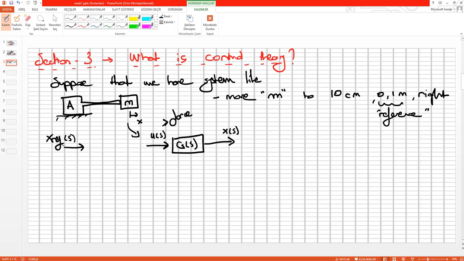Because we know that here. For example, if you are using a user interface, you need to provide this value, and the system must go to this one, right? So how can we condition this system based on this information?